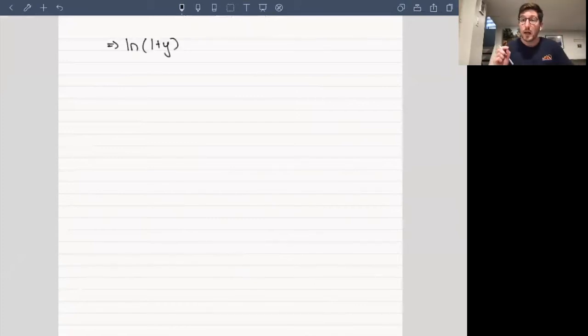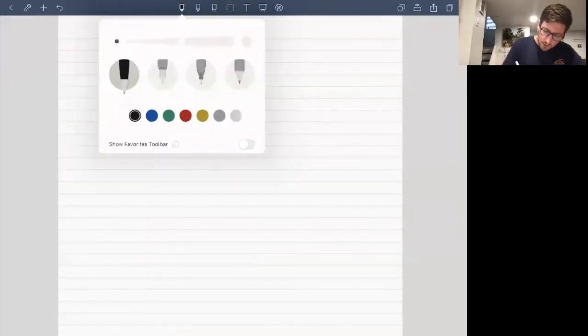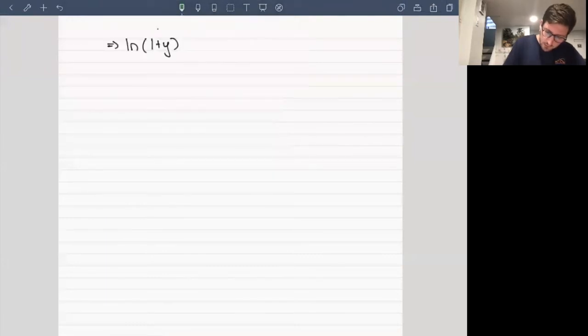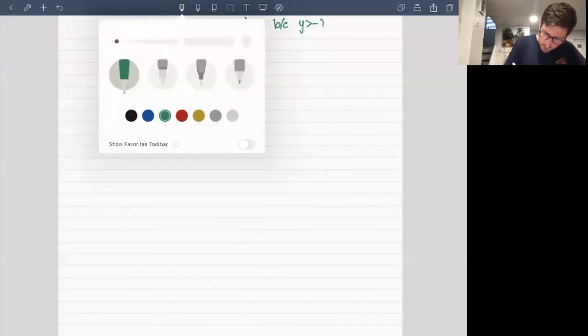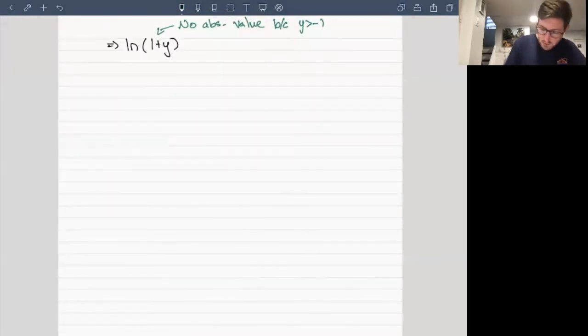And I didn't put absolute values on it because I'm assuming y is larger than -1, right? So this is no absolute value because y is larger than -1. So that thing is always positive. And this is equal to integrating up e to the t. We saw this 2 lectures ago. This is just e to the t again. And don't forget that plus c.